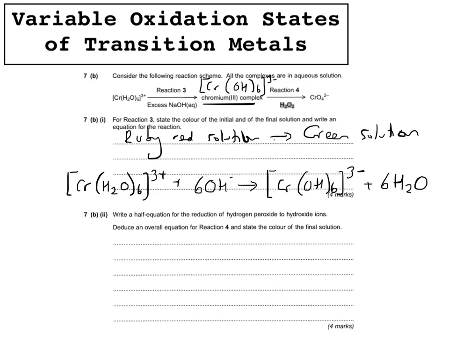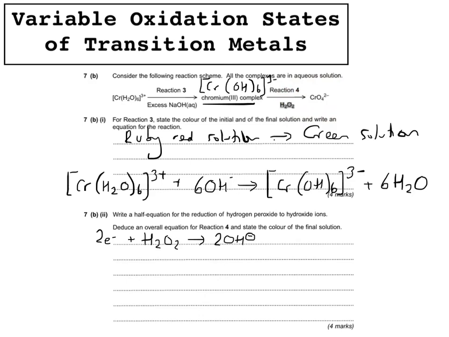And then the second question: write a half equation for the reduction of hydrogen peroxide to hydroxide ions. Deduce an overall equation for reaction 4 and state the colour of the final solution. So hydrogen peroxide, it tells you it's forming hydroxide ions. To balance this, we'll need 2 hydroxide ions, and we'll need 2 electrons on the left hand side. Then for an overall equation for reaction 4, we're also going to have to write an equation for this chromium with 6 hydroxide ions around it, this complex here, turning into the chromate ion, which we've looked at before.